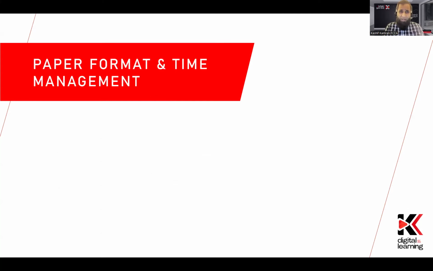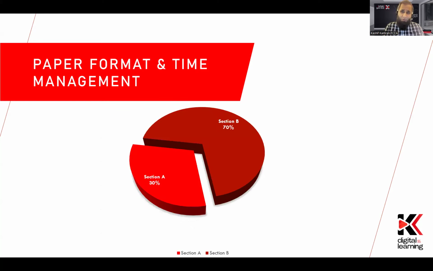Now, in terms of the paper format and time management, there are two sections in the paper, section A and section B. Section A has 30 marks and section B has 70 marks. You can see the weightage in the pie chart on your screen, 30% and 70%. In terms of the total time you have for the exam, 54 minutes will be allocated to section A, and in this time you will try to excel. So even when you are practicing at home before your real exam, you will allocate 54 minutes to section A and try to do your best.